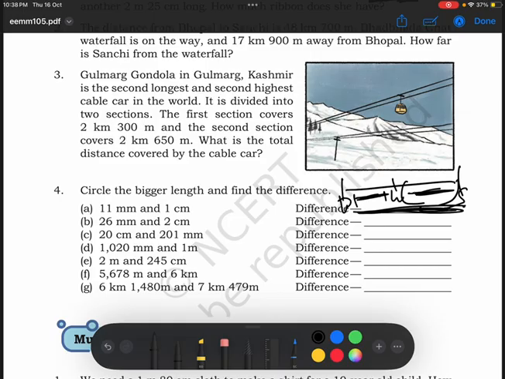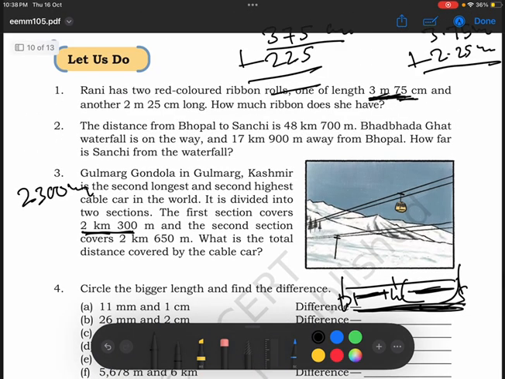You can do it easily, but we have to take care that it is given in kilometers and meters. So either change the whole thing into kilometers, or the whole thing into meters. You can change it like, 2 kilometers, you know, is 2000 meters, so it will be 2300 meters. Sorry, we are doing this question. So yes, 48 kilometers will be 48,000 meters, and 700 meters is already there.